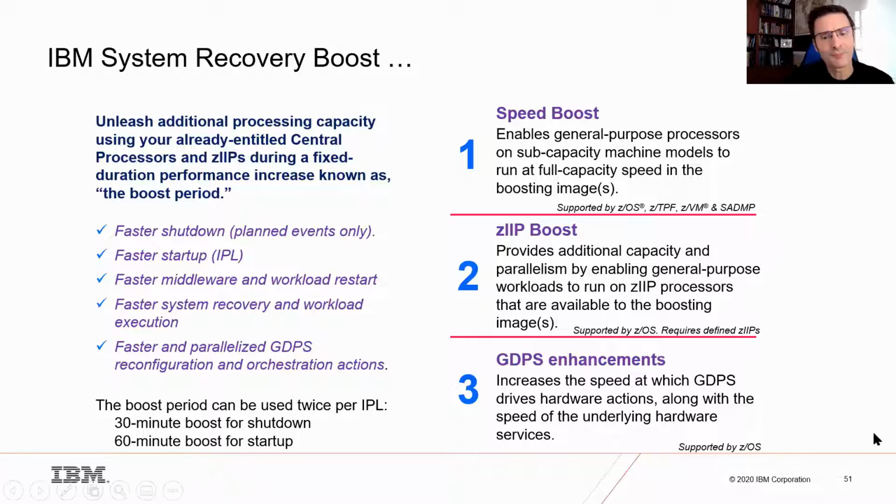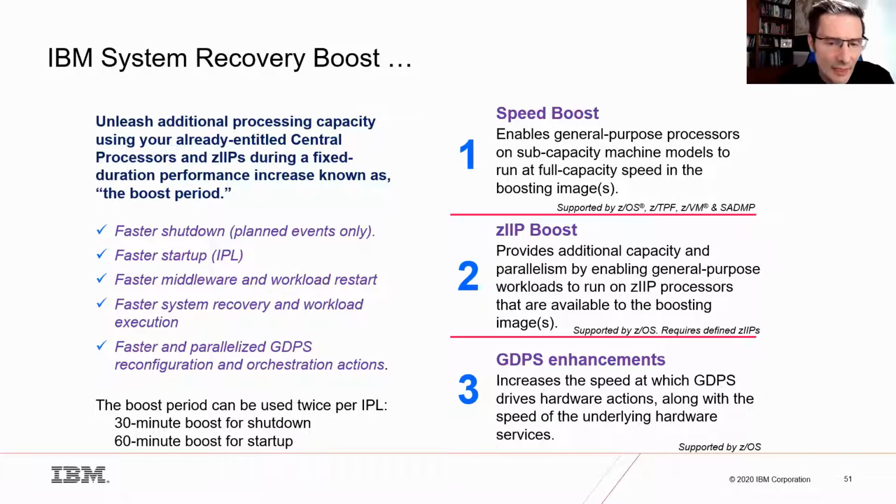The first kind of boost that you can avail yourself of is what's referred to as a speed boost. A speed boost allows a machine running an LPAR at subcapacity to run at full capacity during what we refer to as a boost period. Your LPAR gets dispatched on a processor at full capacity, even while all the rest of the LPARs that are not experiencing an outage, a planned outage, or IPLing are still dispatched at subcapacity.